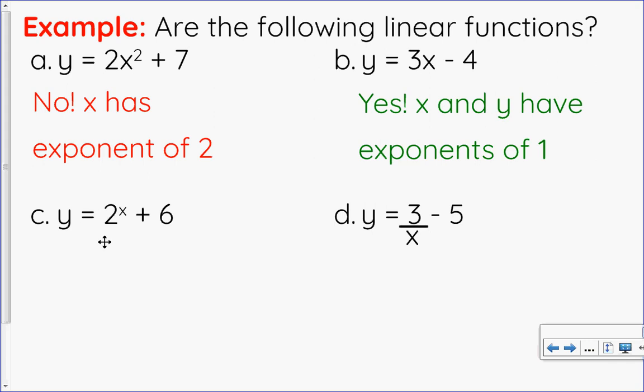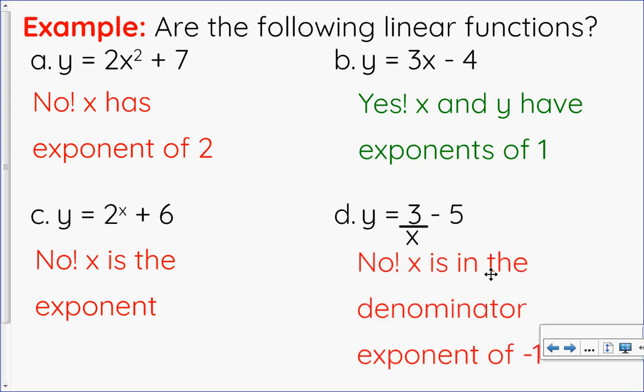In C, I have y equals 2 to the exponent of x plus 6. This is not a linear function because x is the exponent. That's not allowed in linear functions. And then y equals 3 over x minus 5. This is also not a linear function because x is in the denominator, which really means x has an exponent of -1. So again, for it to be linear, x and y can have an exponent of 0 or 1, and that is it.